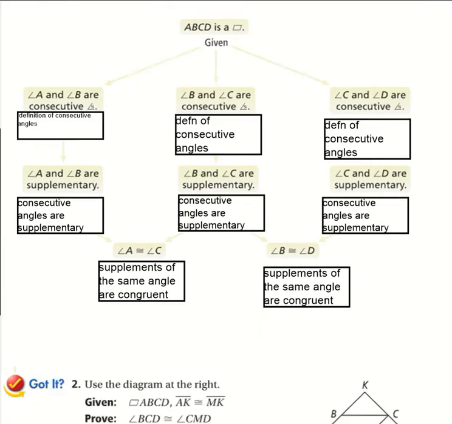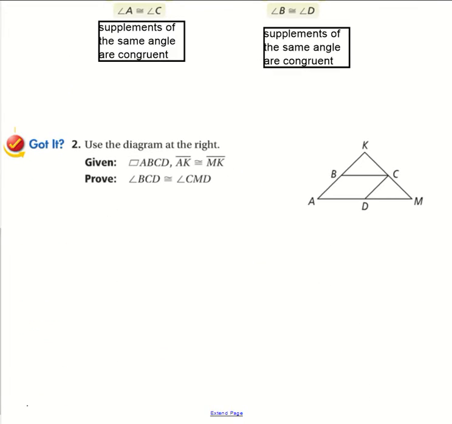So what you're going to do now is this got it problem. Use the diagram at the right, given parallelogram ABCD and that AK is congruent to MK. Prove that angle BCD is congruent to angle CMD. Pause the video here and do that now.